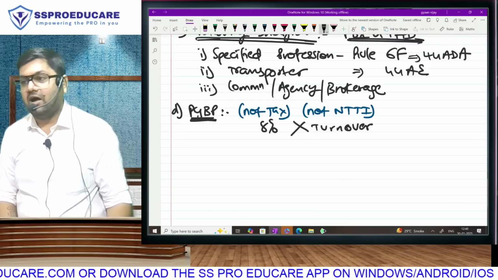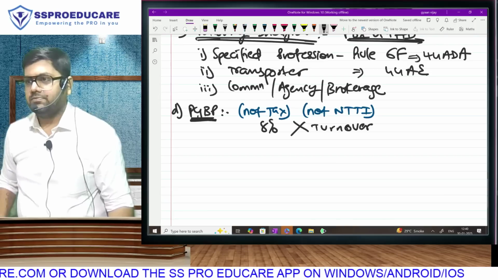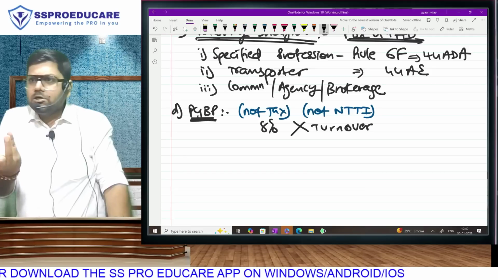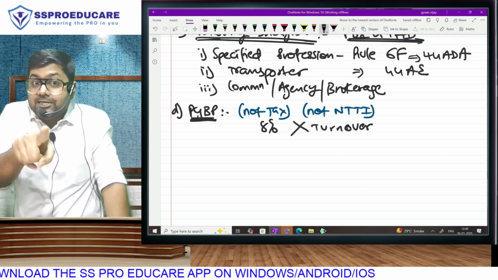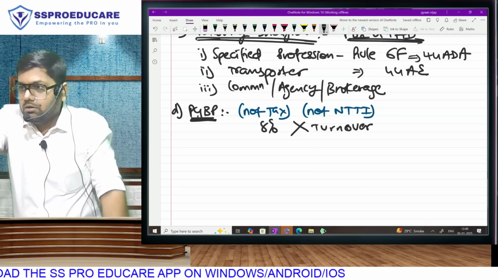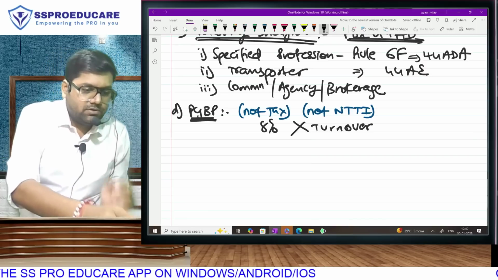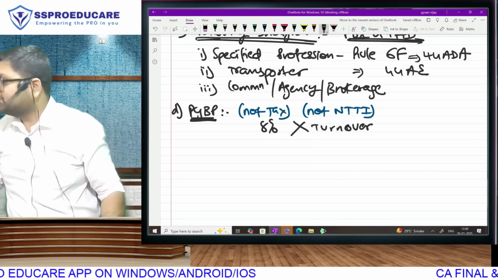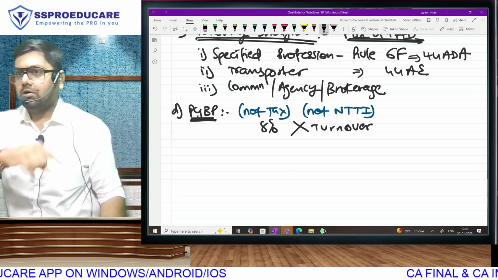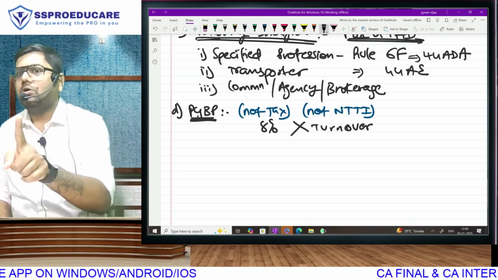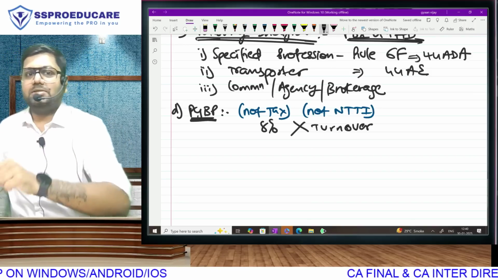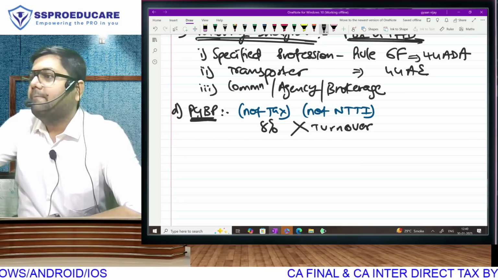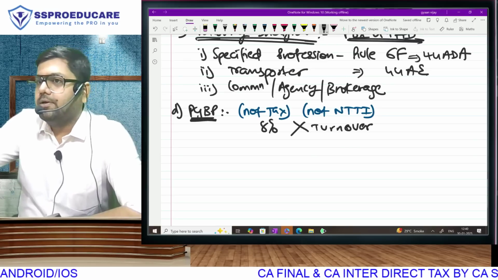Supposingly my turnover is 1.5 crore, fully in cash. Disqualified, no? No, eligible, because up to 2 crore anything is allowed. What is 8% of 1.5 crore? 12 lakh is your tax liability. No, 12 lakh is your NTTI. No, 12 lakh is your PGBP. 8% is going to be your PGBP.